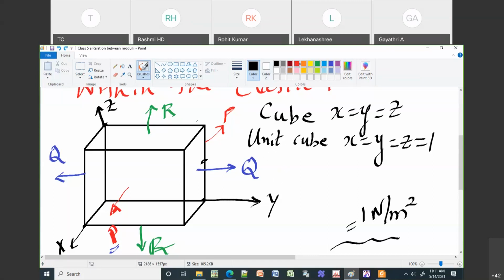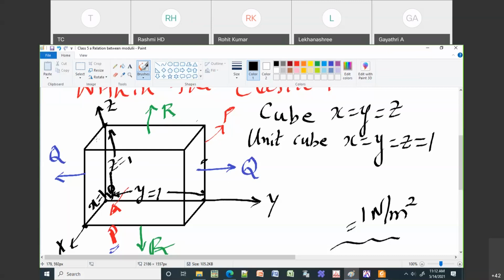So let us call this X. X is the distance between this O point to this point. Then it is equal to 1 because it is a unit cube. In the same way, Y will be equal to 1 from this point to the other point, and Z is also going to be equal to 1. So this is the value from this origin to the first point in the cube. Initially, X equals Y equals Z equals 1, so all sides are in unity.